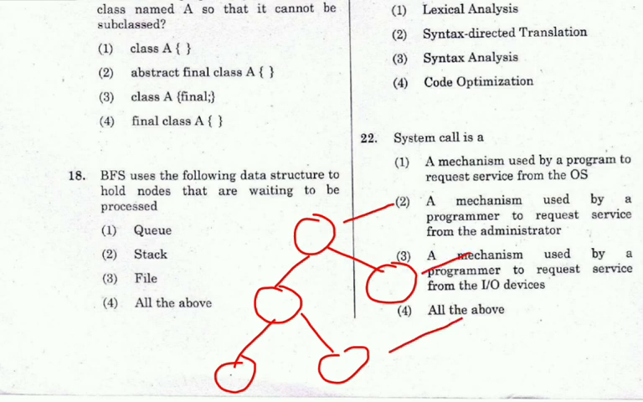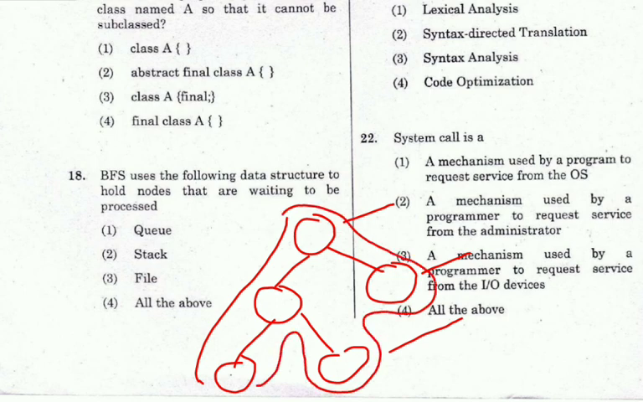But in the case of DFS, it will search depth wise. Depth means starting from the root to the child node, and then starting from the child to the remaining, it will traverse again to the root. So in this manner, DFS will work. So in BFS we use the queue data structure, whereas we use the stack data structure in DFS. So option 1 is the correct answer.